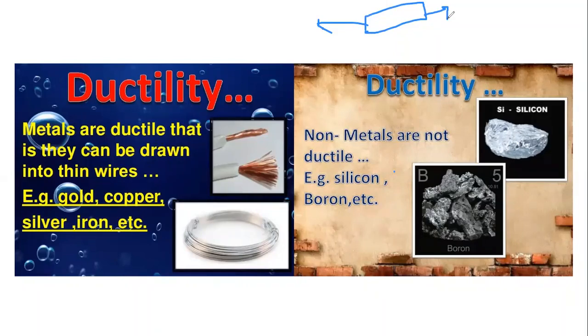If I give you sulfur or oxygen gas and ask you to stretch it, will you be able to do it? No. So non-metals are non-ductile. That means they cannot be drawn into wires. Whereas your metals are ductile in nature. Okay? Clear?